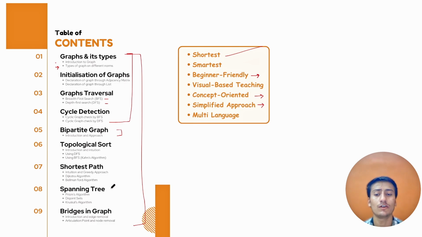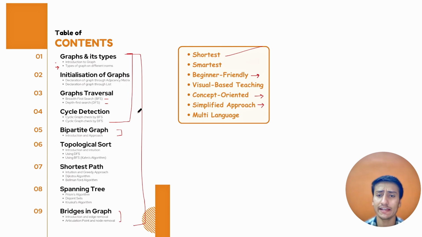Later, I will also be covering spanning trees, where I will be telling you the cost of a minimum spanning tree using Prim's algorithm and Kruskal's algorithm. And along with that, I will also be covering disjoint sets. Last but not the least, I will also be covering bridges in a graph. That is also important, where you have to find the bridges or articulation points, where if you drop one node or one edge, the graph will split into multiple disconnected graphs.